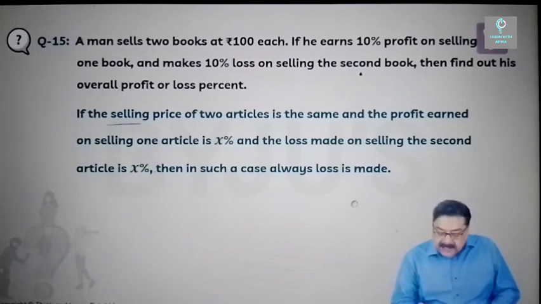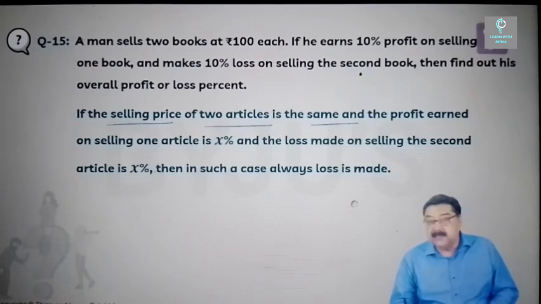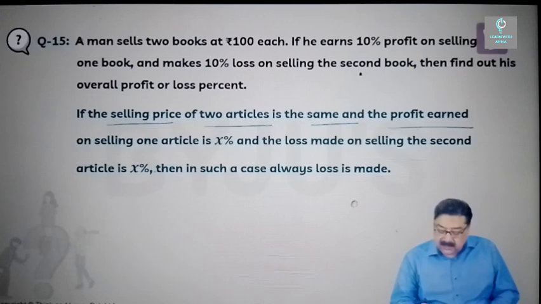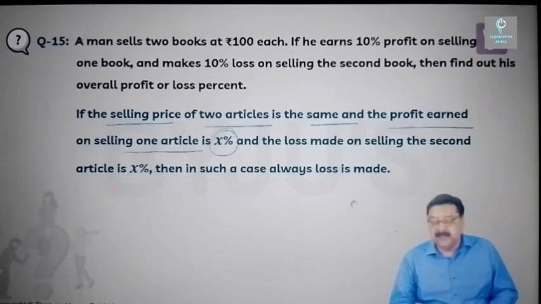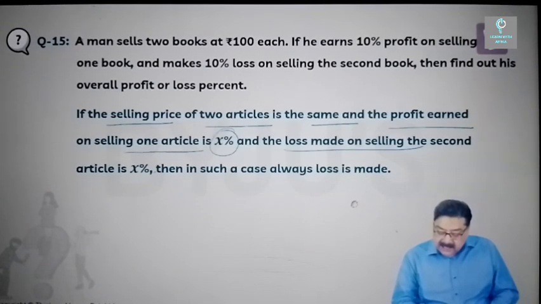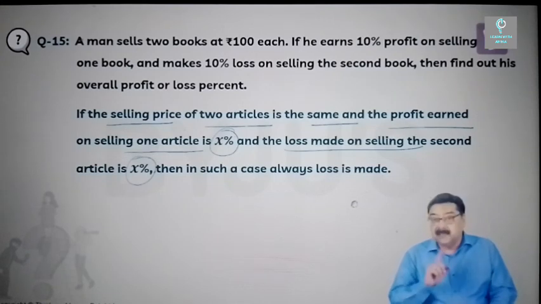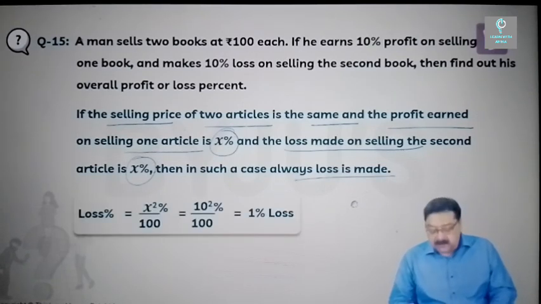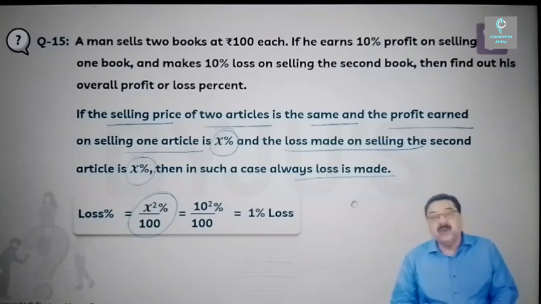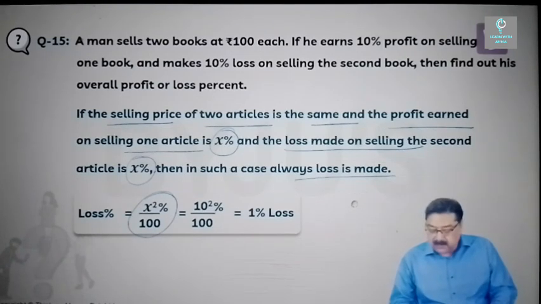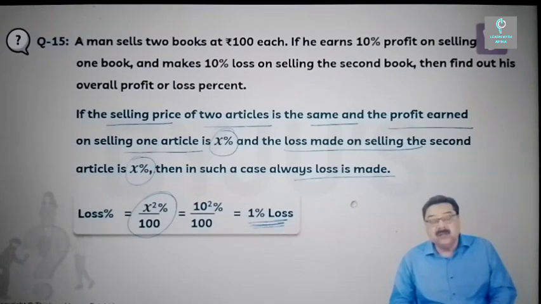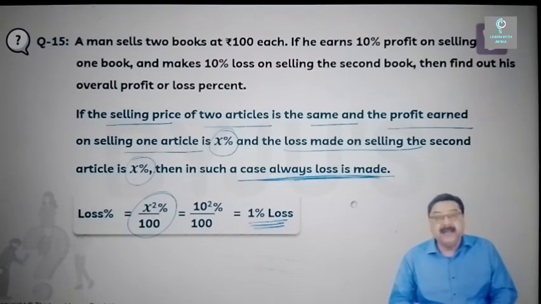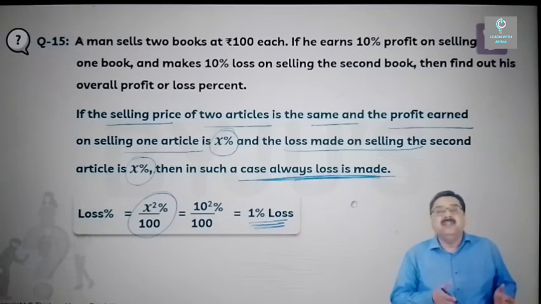So if the selling price of 2 articles is the same and the profit earned on selling one article is X% and loss made on selling the second article is X%, that is the same value in each case, then in such a case always loss is made, which is given by X square by 100%, that is 10 square by 100, 1% loss. Always loss will be made. Let us say that the value of X would have been 20%.